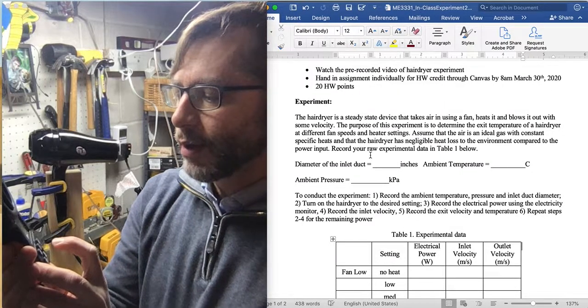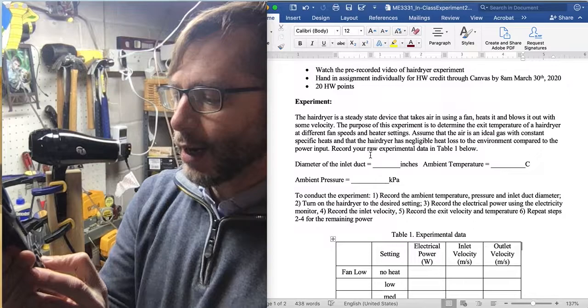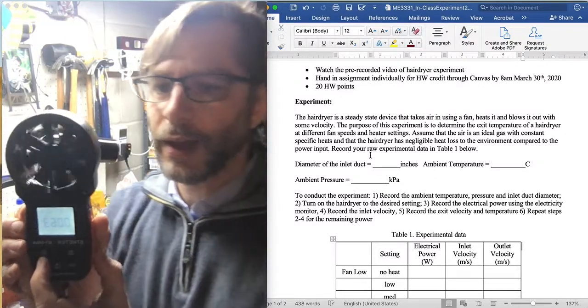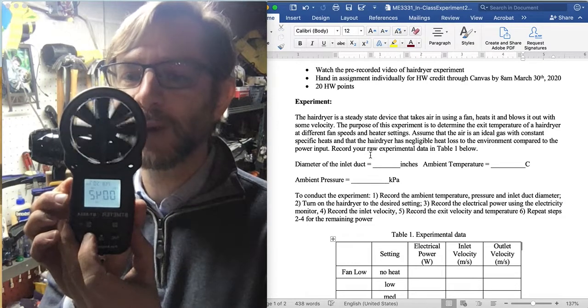Yep, turn it on, and you can see here. And if I turn the light on for you, okay, so you can see the light, and I blow in. Oh, you're seeing it backwards.